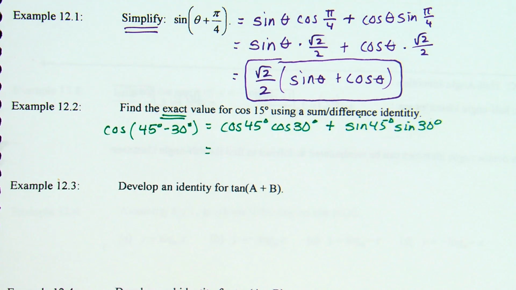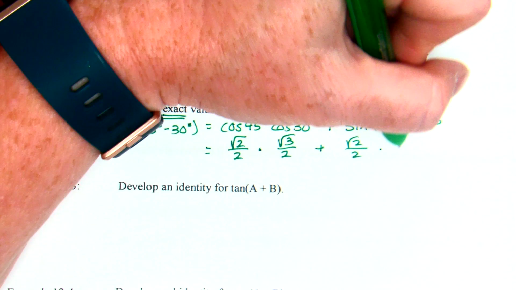Okay, cosine of 45. It's the same thing as pi over 4 from above, isn't it? Square root of 2 over 2. Cosine of 30. It is. That's one I have to think harder about, so I had to pause and think on that one ahead of time. Sine of 45. Square root of 2 over 2. Sine of 30. 1 over 2.